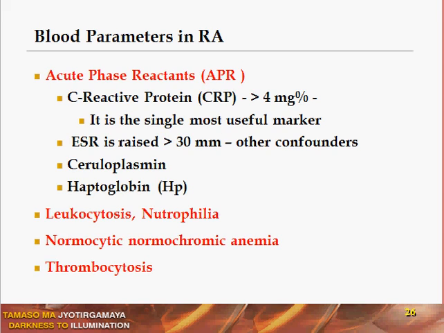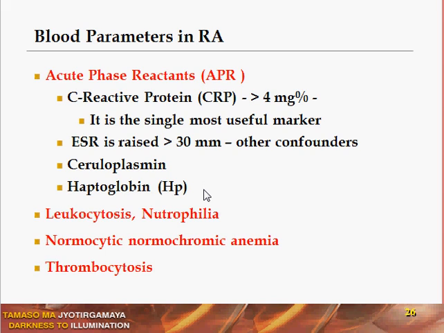What are the blood parameters like in rheumatoid arthritis? There is elevation of acute phase reactants, also called APR. C-reactive protein, CRP, of more than 4 milligrams percent is the single most useful marker of acute response to inflammatory injury to the joints. A raised ESR of more than 30 milligrams is also seen, but we know ESR has got several other confounders. Serum ceruloplasmin level, which again is an acute phase reactant, is elevated.